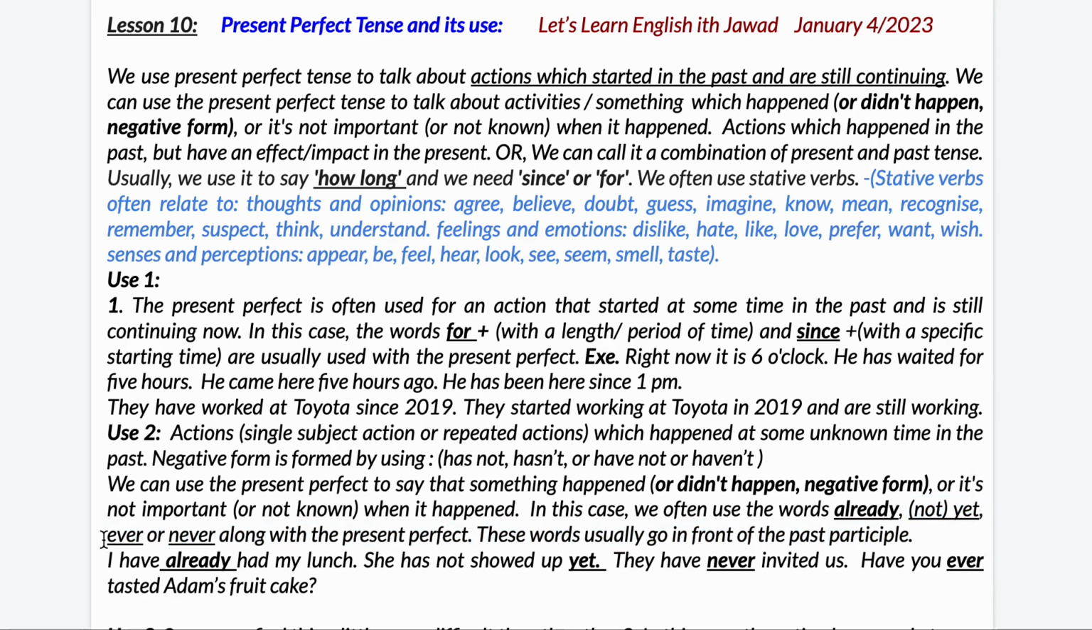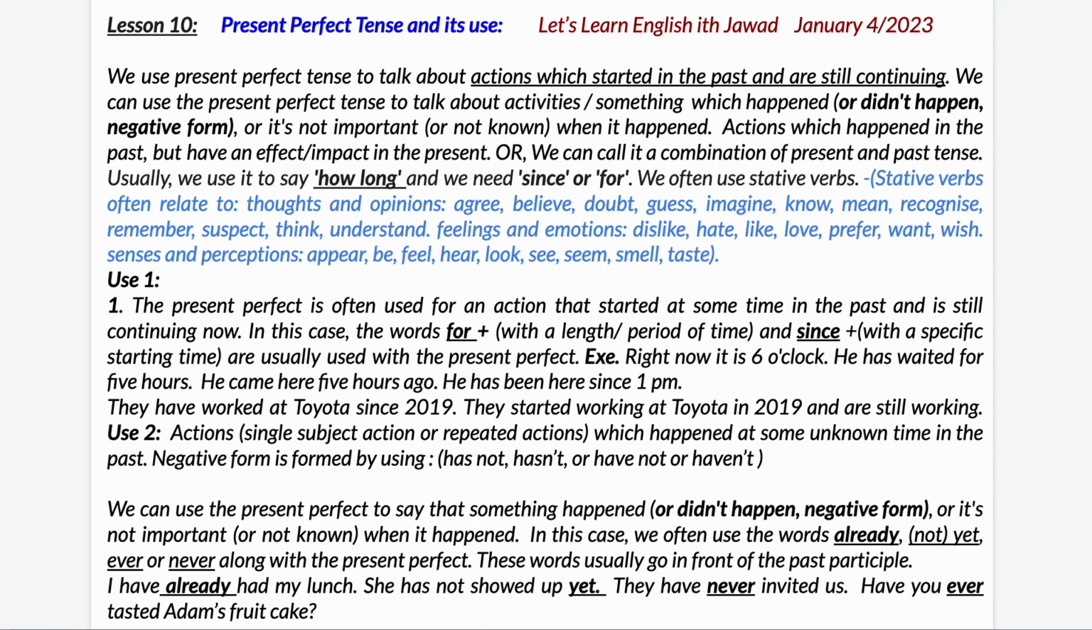Okay, or ever, never, stuff like that. I think we should elaborate a little here. We can use the present perfect to say that something happened in the past or did not happen in the past, the negative form, or that it's not important. The time is not important, or the time is not known, or when it happened.